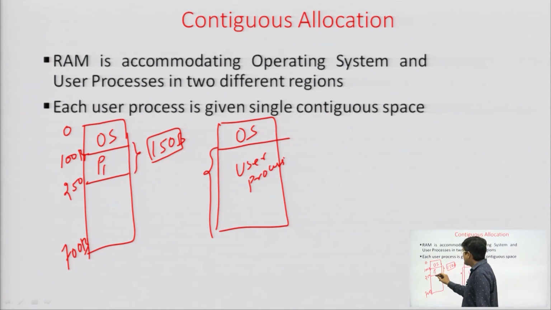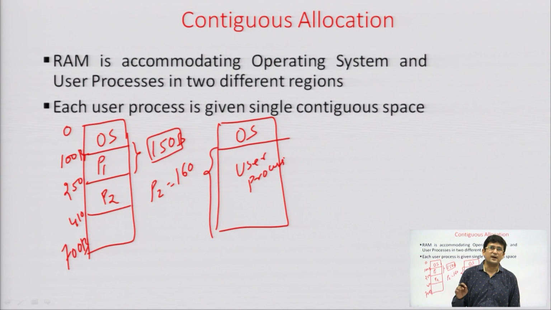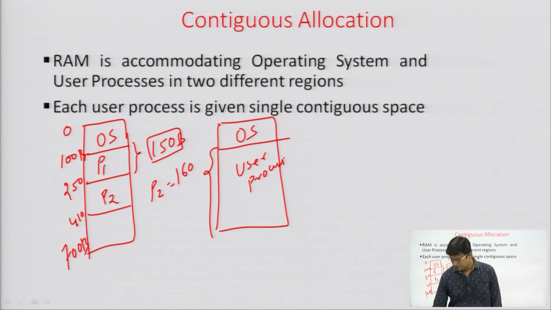If another process comes, let us say P2, with a size of 160 KB, it should start from 250 and go up to 410. This will be stored in a contiguous region. Contiguous region means the entire process is stored in one contiguous region only. It cannot be scattered, or divided into parts and stored in various regions. The entire process is stored in one region only.